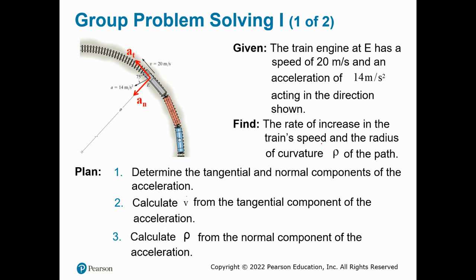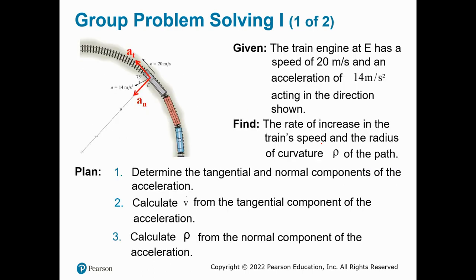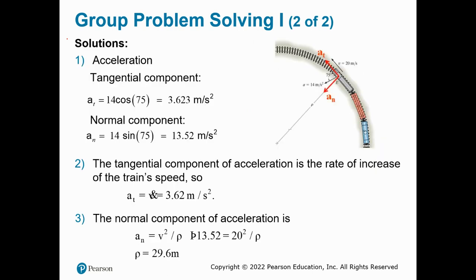We know that the speed is 20 meters per second. We know the acceleration is 14 meters per second squared, acting in the direction of 75 degrees. So it's the acceleration overall we know, but we're looking for the rate of increase in the train speed and the radius of curvature. So we're breaking our acceleration into two components. You have 14 meters per second squared.